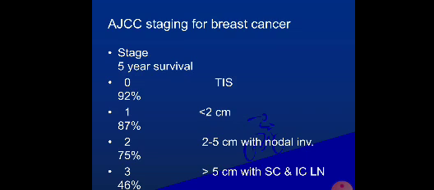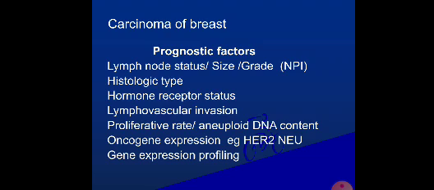In stage 0, 5-year survival is 92%. Stage 1, 5-year survival is 87%. Stage 2, 5-year survival is 75%. And stage 3, survival is just 46%. So it indicates the prognosis also. Stage 0, carcinoma in situ. Stage 1, 2 and 3: size less than 2 cm, 2 to 5 cm, more than 5 cm. So you can remember like this.